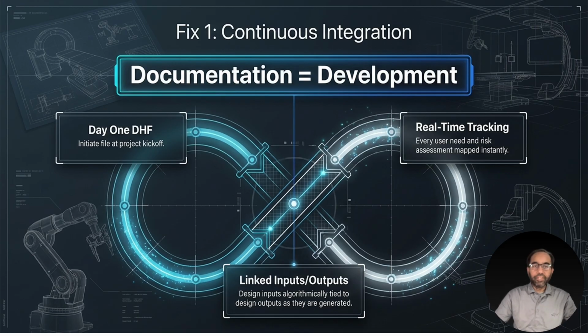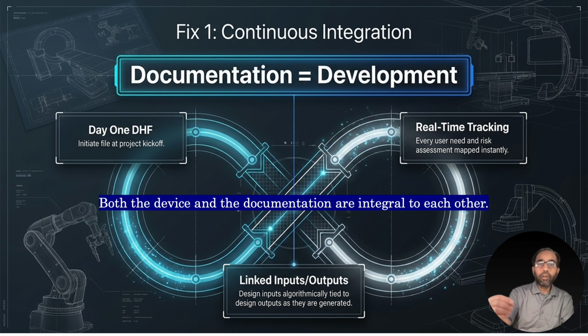So, how do we fix it? Start your DHF creation on day one. Every user need, every risk assessment, every design input and output must be tracked in real time. Link them from the beginning. The design history file is part of design and development. Both the device and the documentation are integral to each other. You cannot separate them without negative consequences.